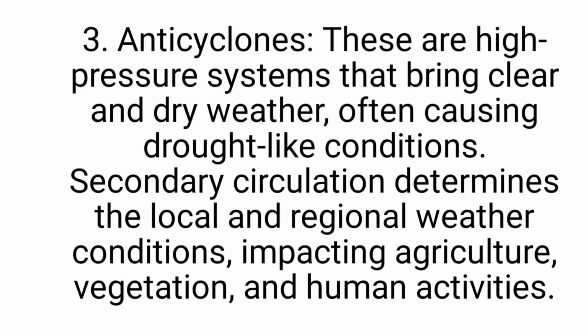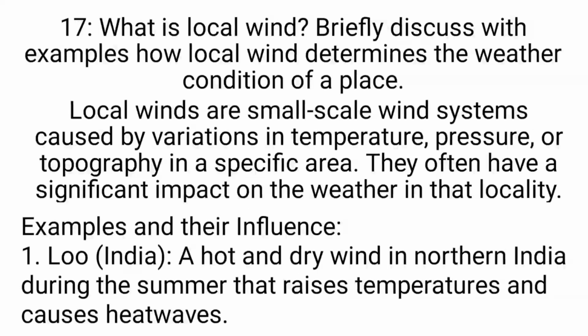Number 3, anticyclone. These are high pressure systems that bring clear and dry weather, often causing drought-like conditions. Secondary circulation determines the local and regional weather conditions, impacting agriculture, vegetation and human activities.